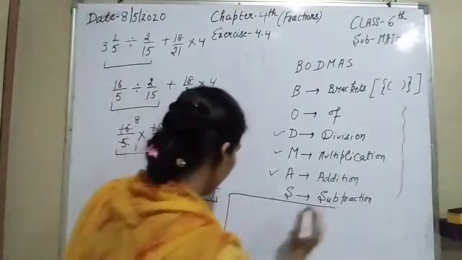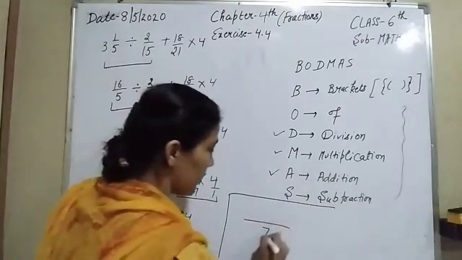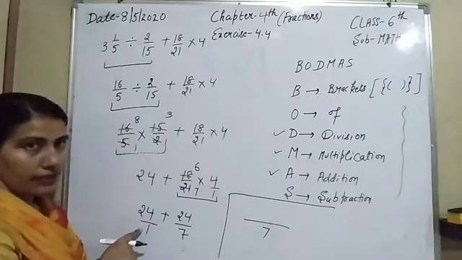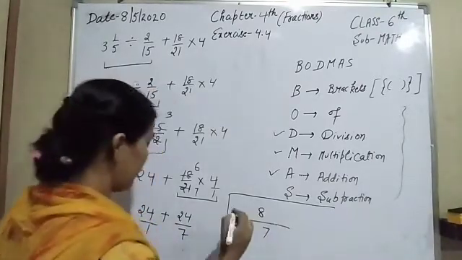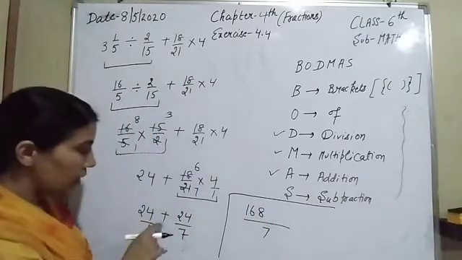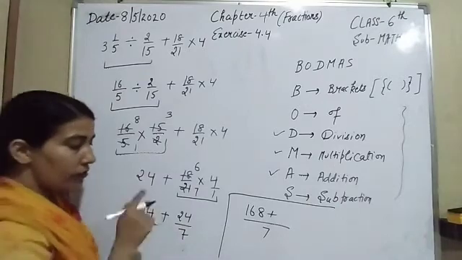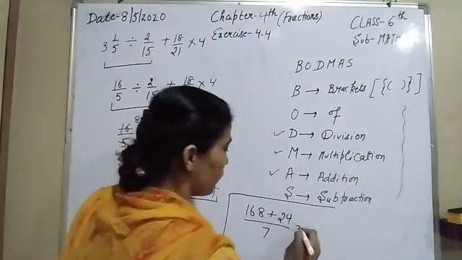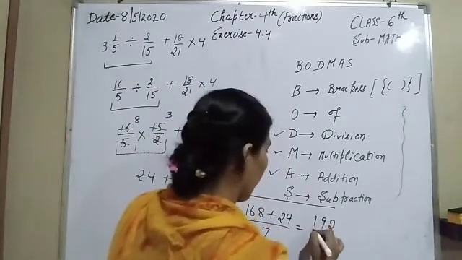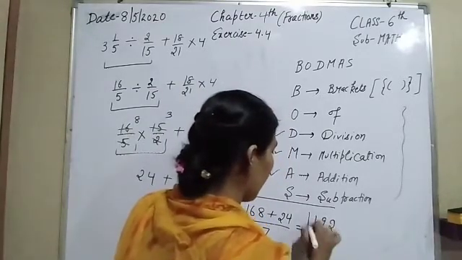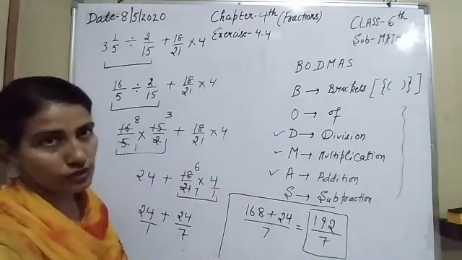Now after this we have the LCM of 7 and 1 is 7. Now 7 divided by 1, that is 7. So 7 multiplied by 24, that is 168. Here is plus. Now 7 divided by 7, that is 1, and 1 multiplied by 24, that is 24. By adding this value we have 192 by 7, which is our required answer. Now come to the next question of this worksheet.